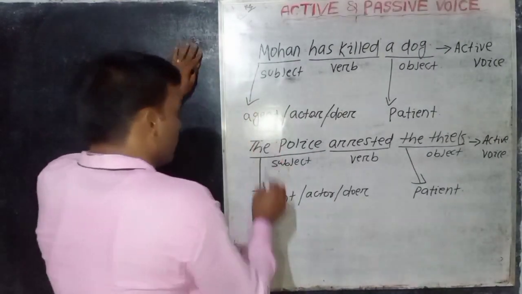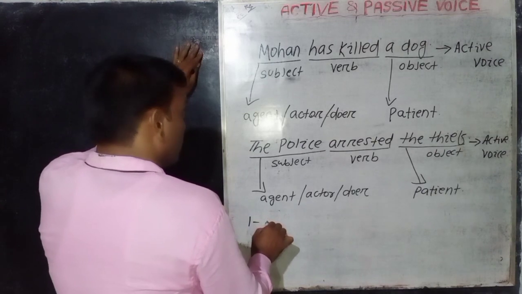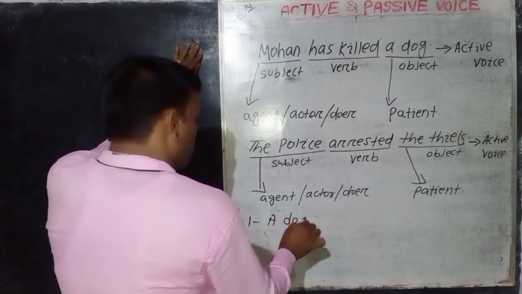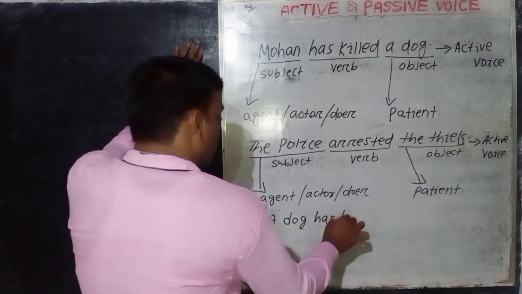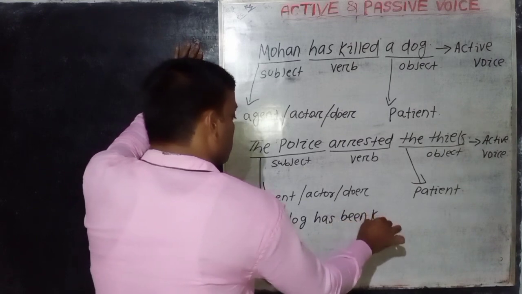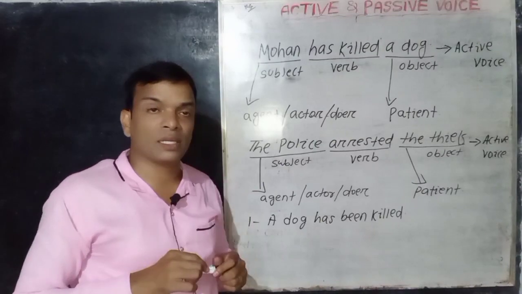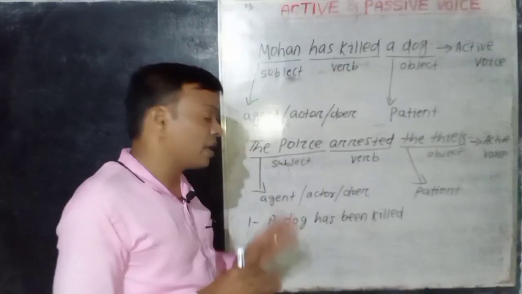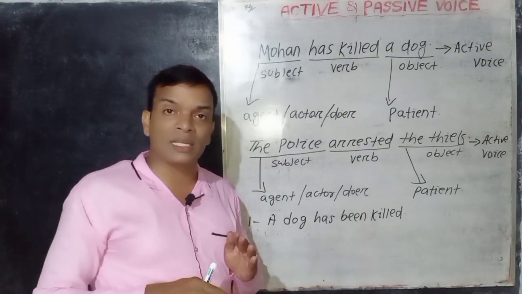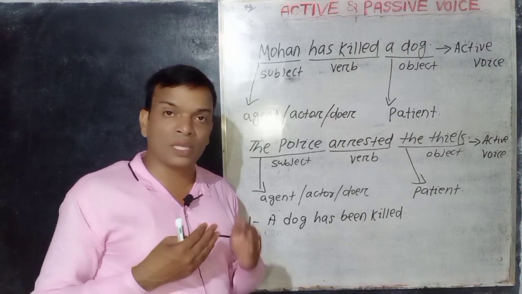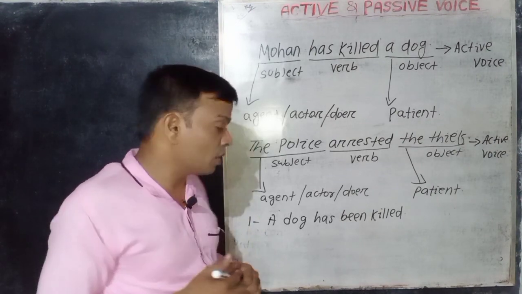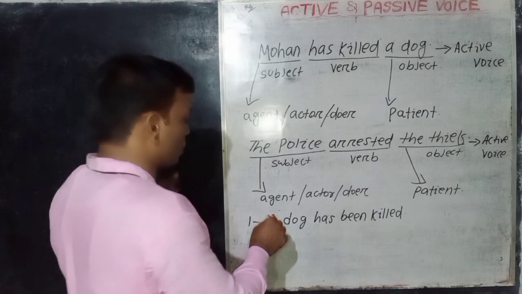See sentence 1, a dog has been killed. Clear? A dog has been killed. See, Mohan has killed a dog and a dog has been killed. According to the meaning, these two sentences are the same. Clear? But see, here there are some changes.